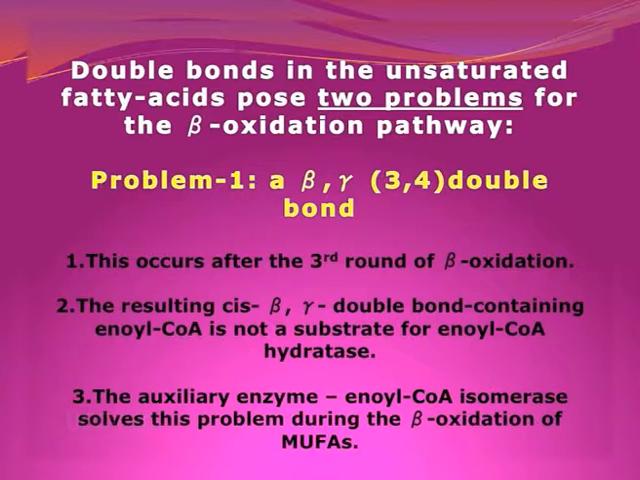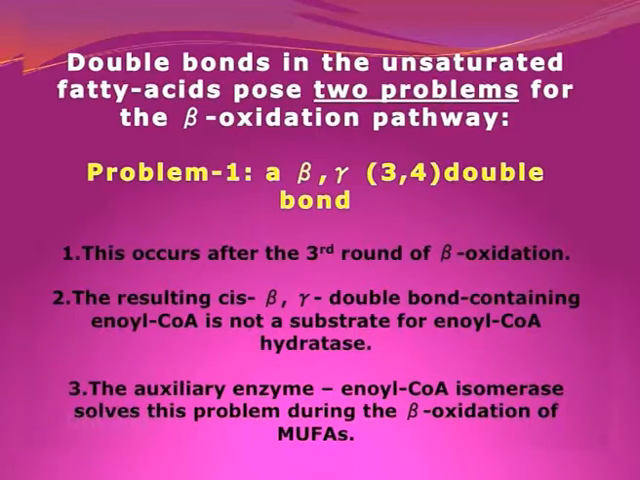Now, the double bonds present in the unsaturated fatty acids pose two different problems during their beta oxidation pathway. First, problem number 1. This is the presence of a beta-gamma or a 3,4 double bond. If a beta-gamma or 3,4 double bond is present, and that too in the cis position, then that is not a proper substrate for the usual beta oxidation pathway enzyme, enoyl-CoA hydratase.